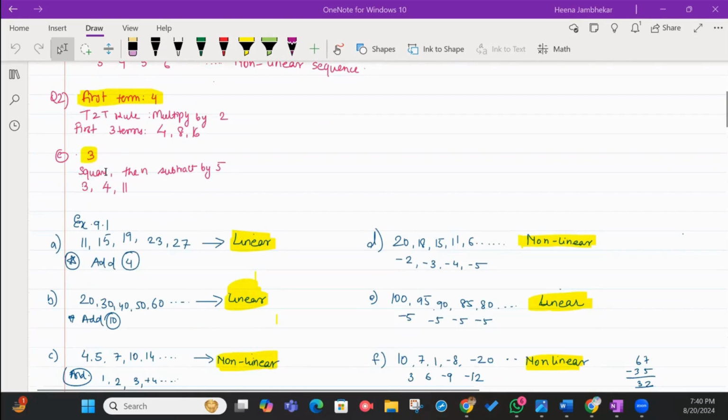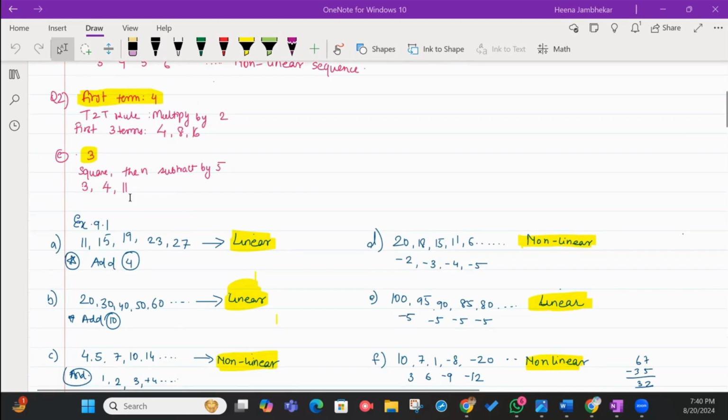The term to term rule is square and then subtract 5. So your first term is what? 3. Okay. Then you have to square the 3. 3 squared gives you 9. And 9 minus 5 will give you 4.